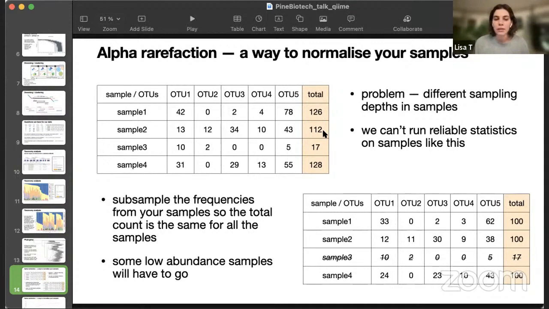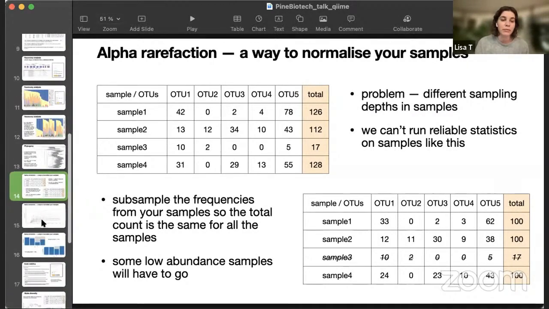So one of the ways out is to subsample the frequencies so that the total count will be the same for all the samples, like here. So we subsample the whole table and change it so that the total will be the same. This is not ideal because we'll lose information. Sometimes we even lose whole samples if their sampling depth is lower than what we would pick. But this is a good way to normalize your samples, so the statistics will be reliable.